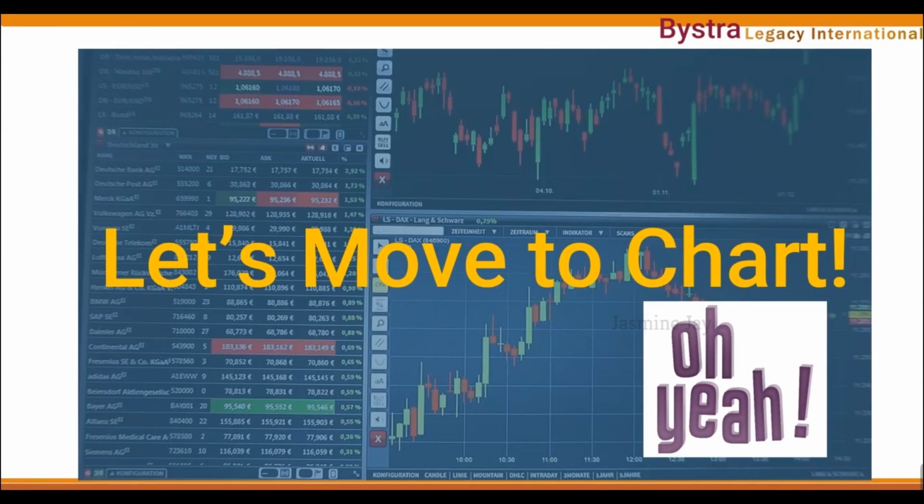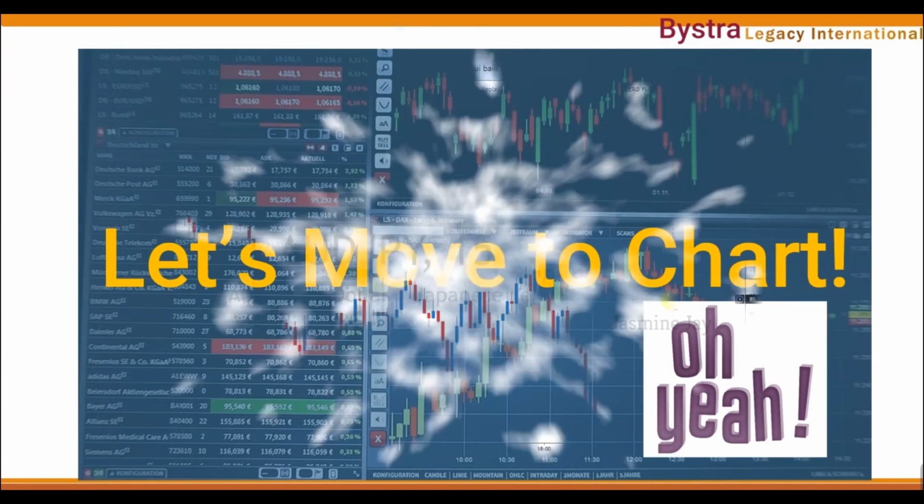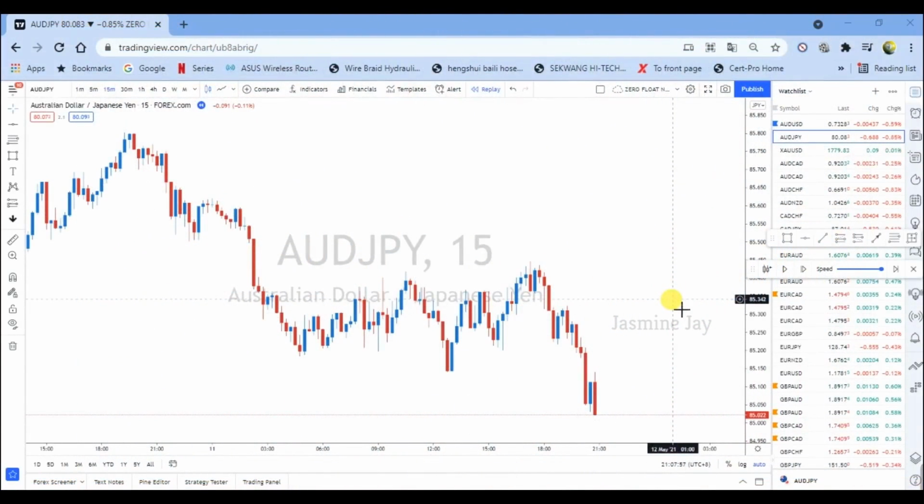Alright, so let's move to the chart and I will show you some setups with a good confirmation. Let's go guys! Guys, we are back on our TradingView chart. Here we can see at the pair AUD/JPY on the M15 chart, there is a potential QM manipulation setup.